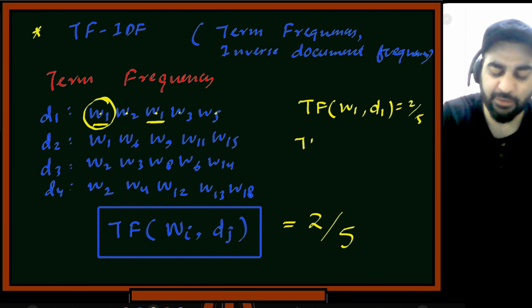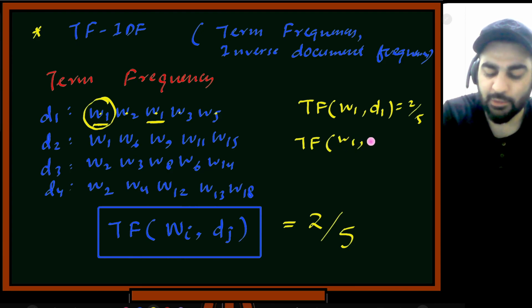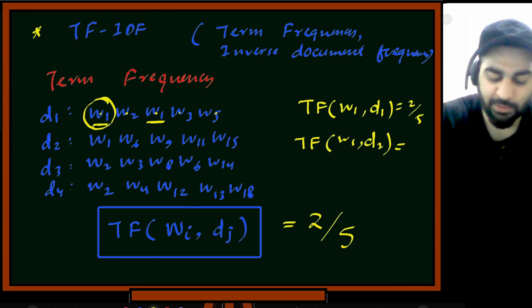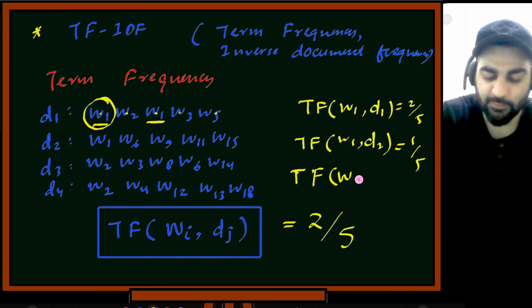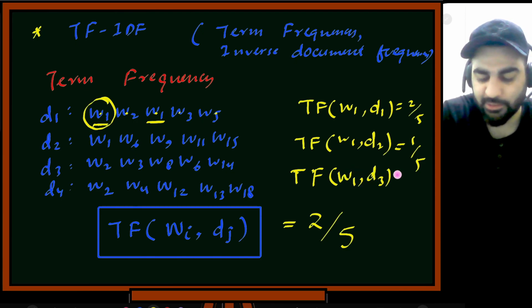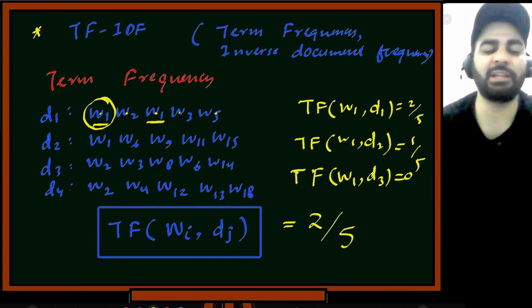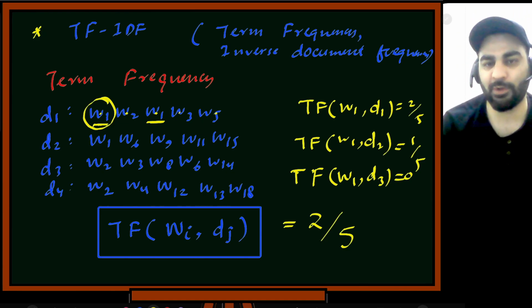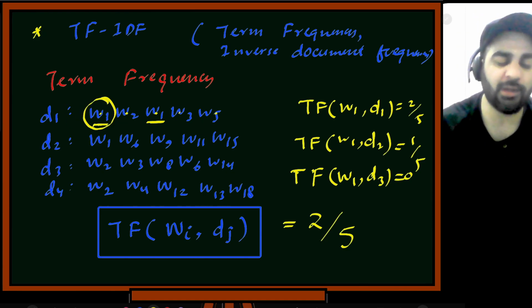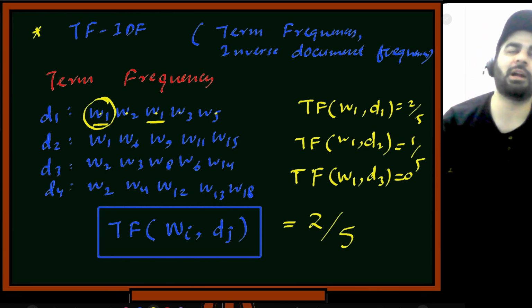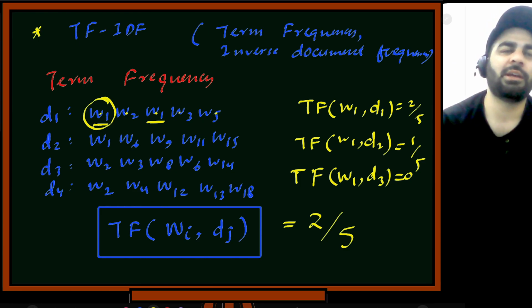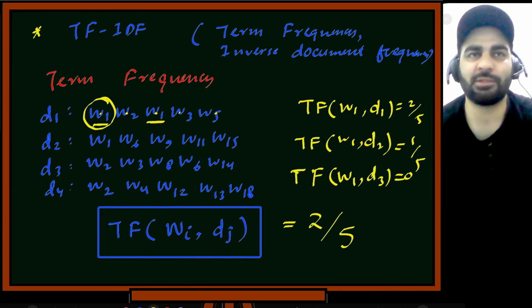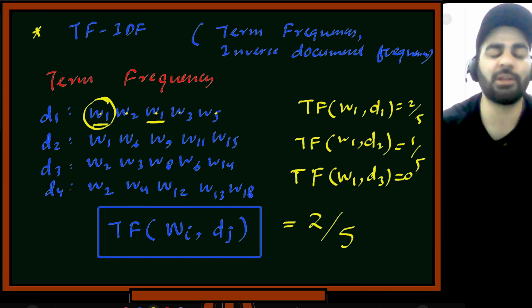Okay, if I say term frequency of word W1 in document D2, that is 1 by 5, because I have 5 words over here. Term frequency of this word W1 in document 3, I think, is 0. If you see, it's just like a probability score. So what is the probability that you will see the word in the whole document? If your document contains 100 words, and let's suppose the word occurs 5 times, then the probability is 5 by 100. That's what is called term frequency.